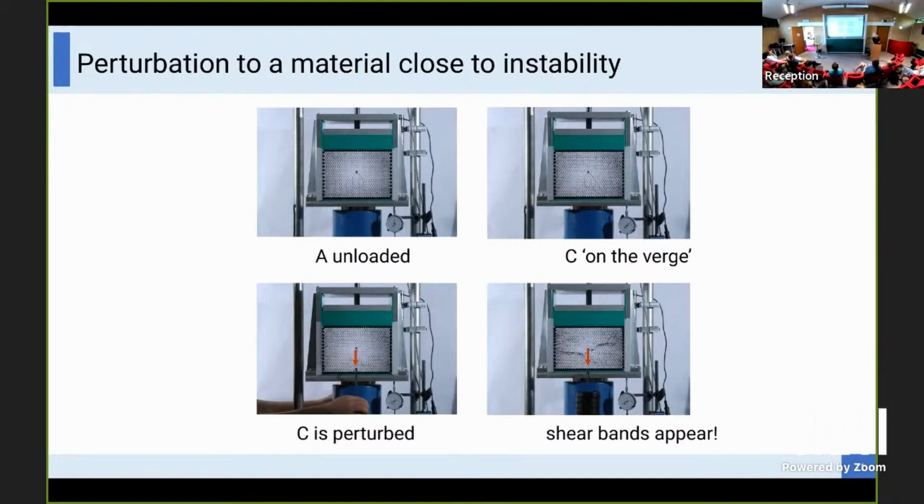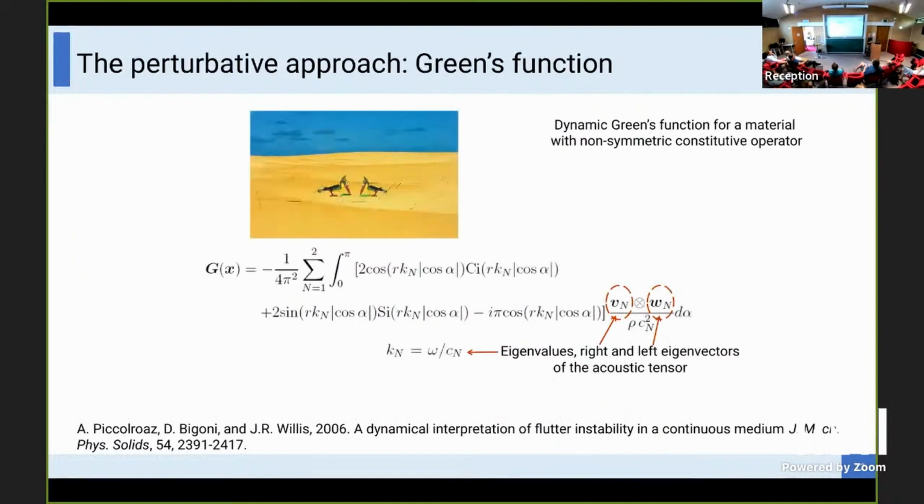And since the perturbation is a point force, to apply this method we need the Green's function. Some years ago, during my PhD, I derived together with John Willis and my supervisor, Davide Bigoni, the dynamic time-harmonic Green's function for a general material with non-symmetric constitutive operator. And this Green's function is crucial to analyze flutter instability in a solid.